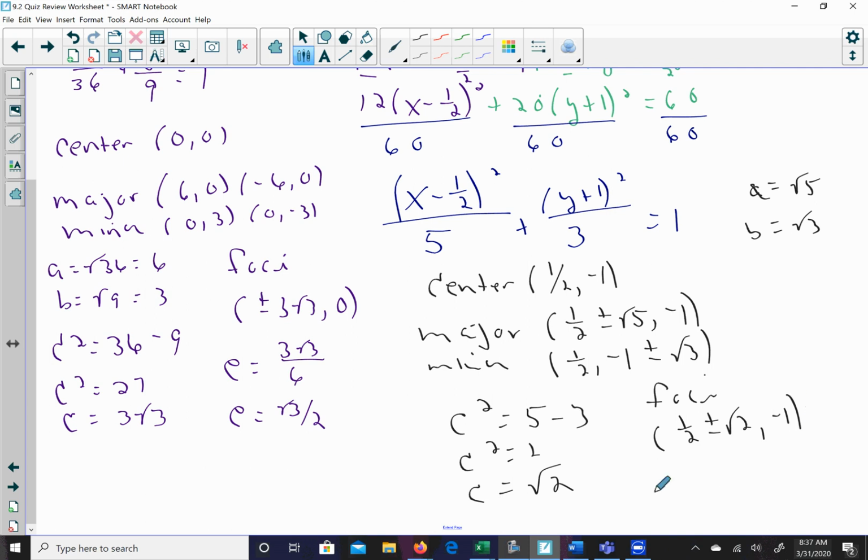The eccentricity, so I'm going to just say e is equal to c, which is the square root of 2, over a, which is the square root of 5. I like to rationalize, so I am going to multiply by the square root of 5 over the square root of 5. So I end up with the square root of 10 over 5. Cannot simplify that 10 and the 5, so that would be my final eccentricity, the square root of 10 over 5.